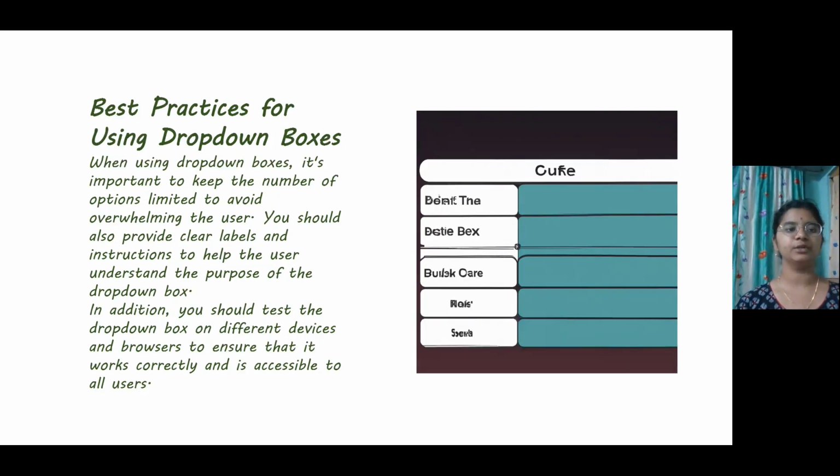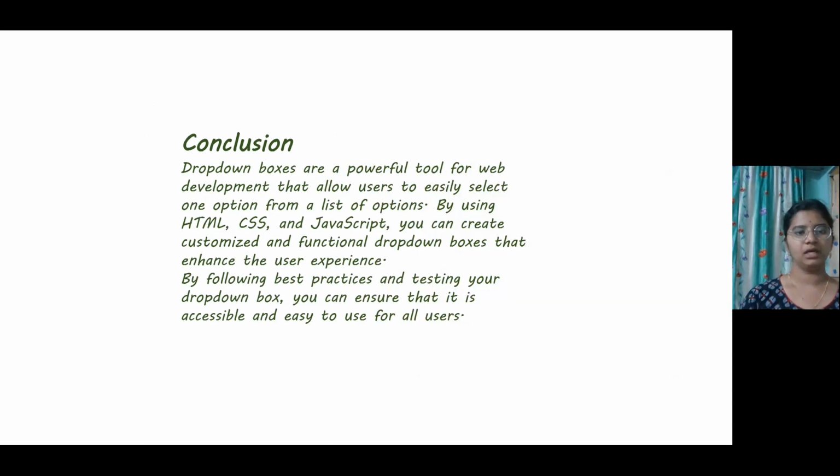Best practices for using drop-down boxes. When using drop-down boxes, it's important to keep the number of options limited to avoid overwhelming the user. You should also provide clear labels and instructions to help the user understand the purpose of the drop-down box. In addition, you should test the drop-down box on different devices and browsers to ensure that it works correctly and it is accessible to all users.